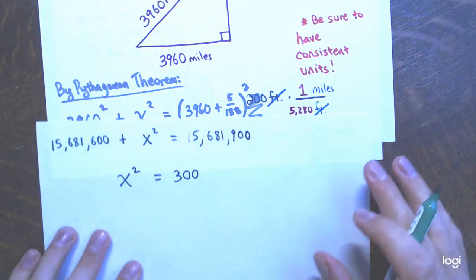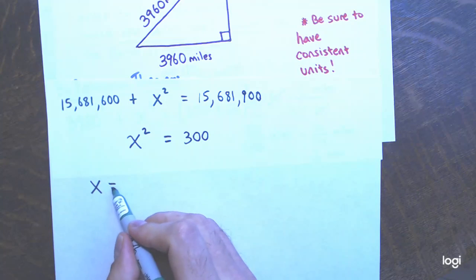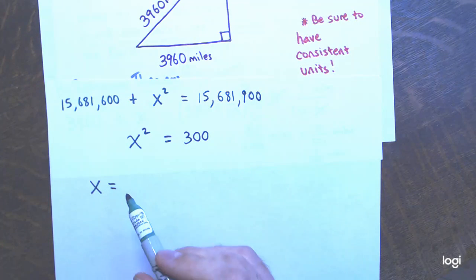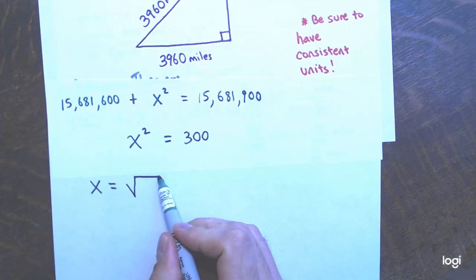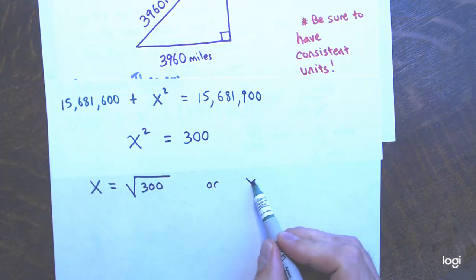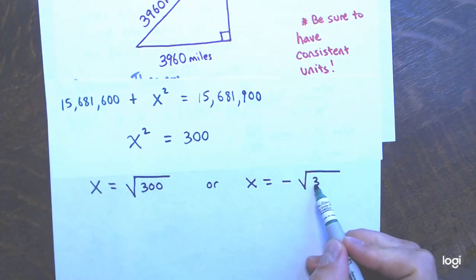Right? So x could be equal to, by that square root property, if x squared is 300, x could be the square root of 300, or x could be the opposite of that, the negative square root of 300.